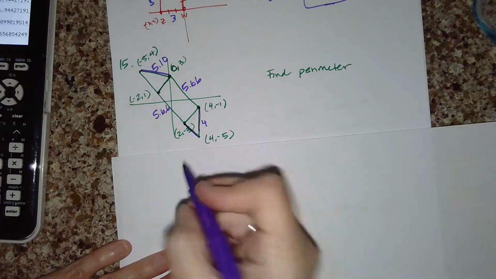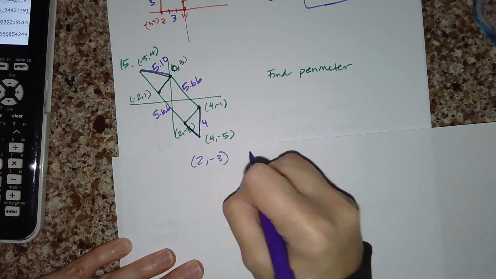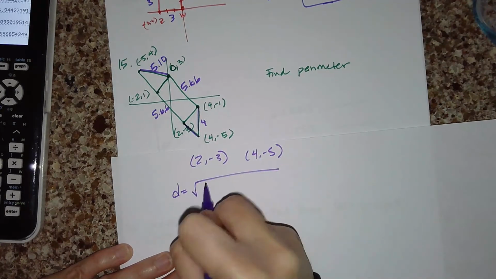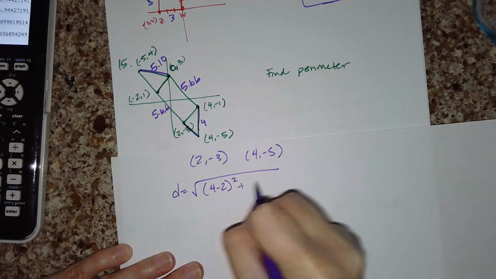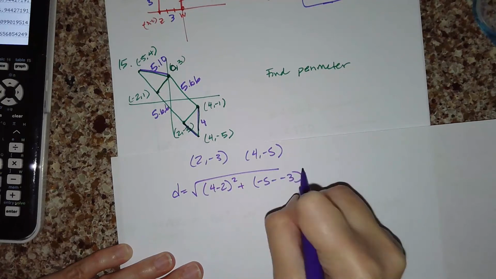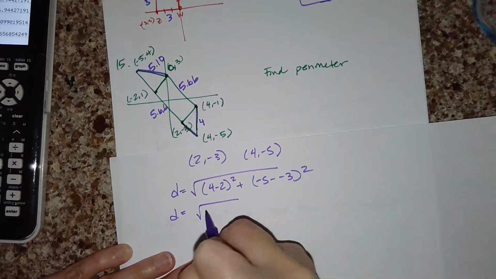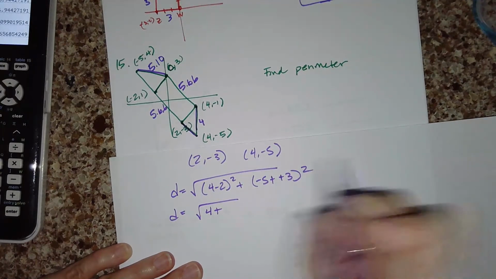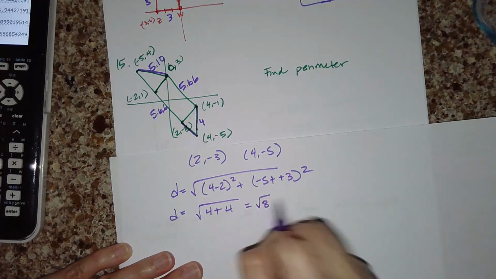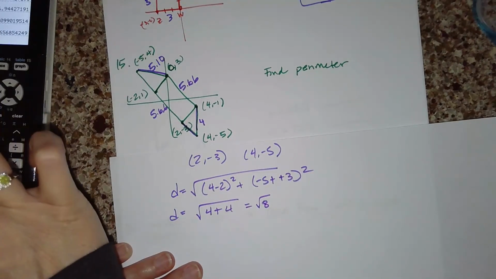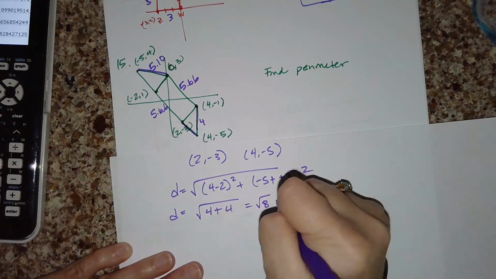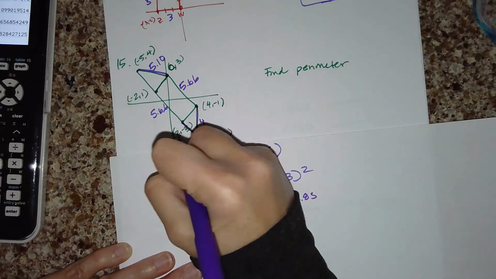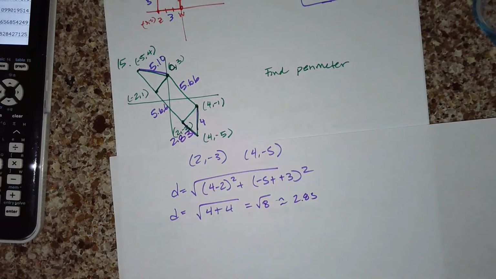So I'm going to do (2, -3) and then (4, -5). Let's do the distance formula. So (4 minus 2) squared plus (-5 minus -3) squared. So I get 4, because that's 2 squared, and then this gives me (-2) squared. So it's root 8, and I get about 2.83.